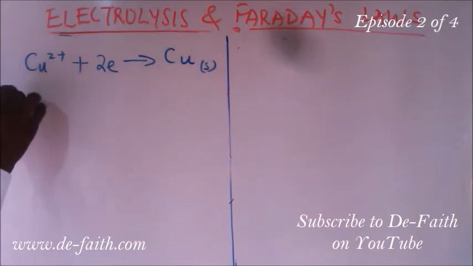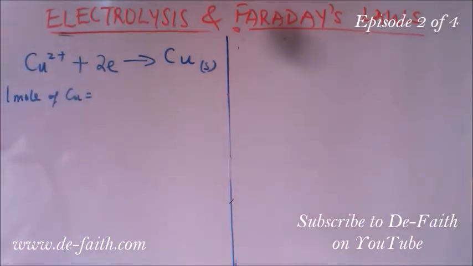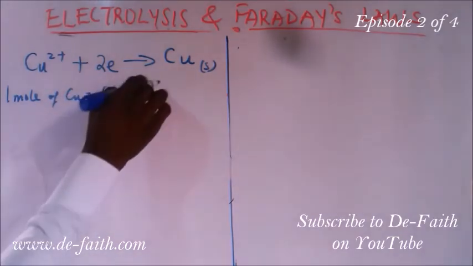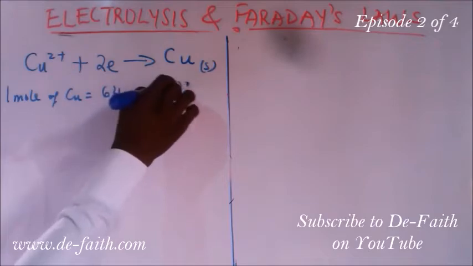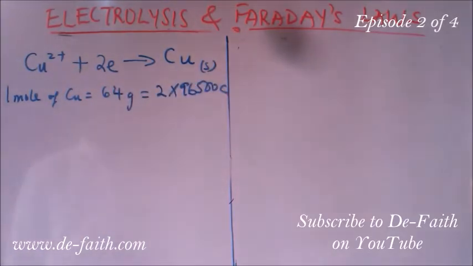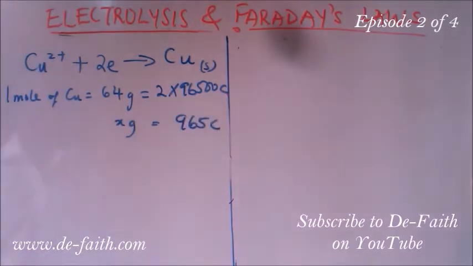Now with this, we have 1 mole of copper, which is equal to 64 gram, and that is equal to 2 Faraday, that's 2 times 96,500 coulomb. Now we are told to find the mass of copper deposited when we have 965 coulomb. How many grams of copper will be formed?